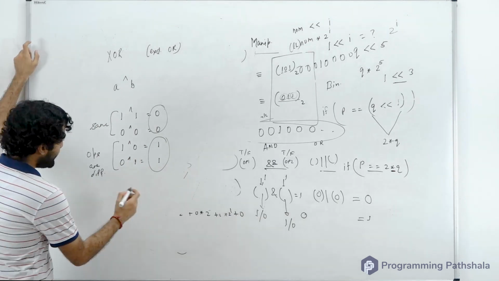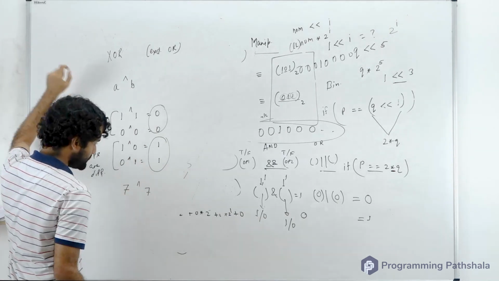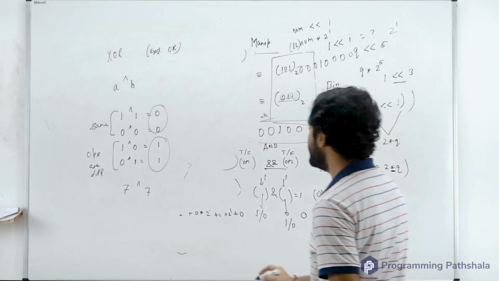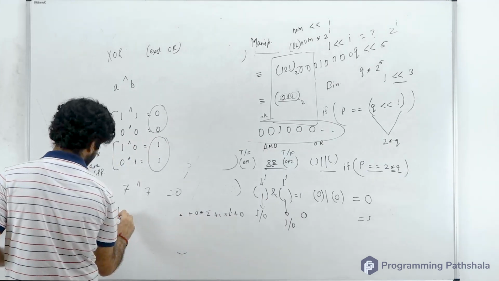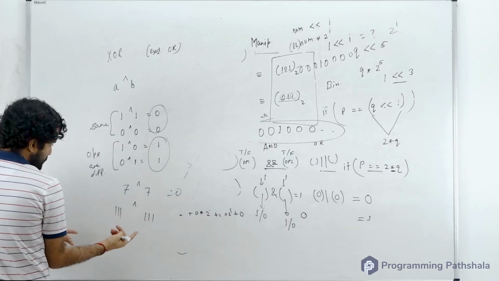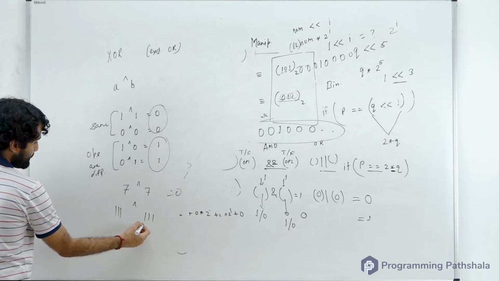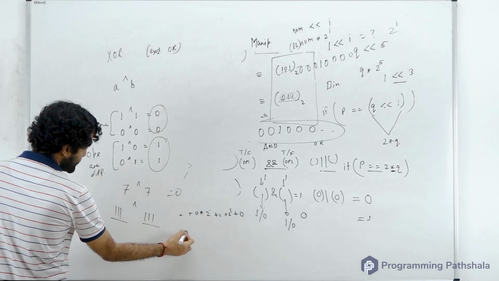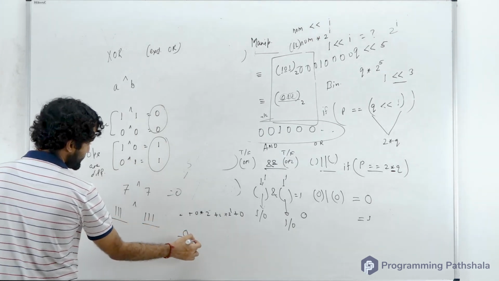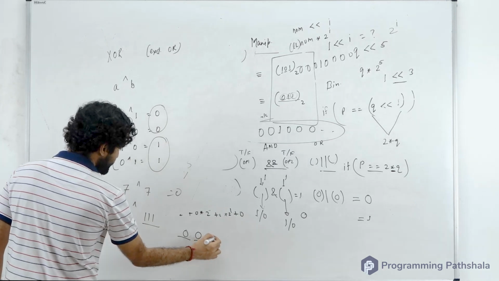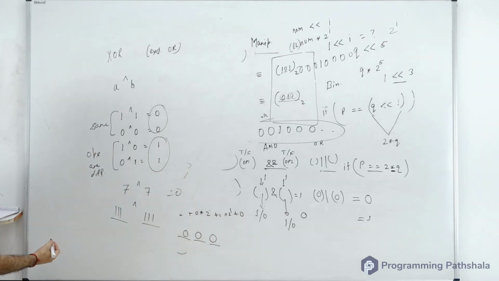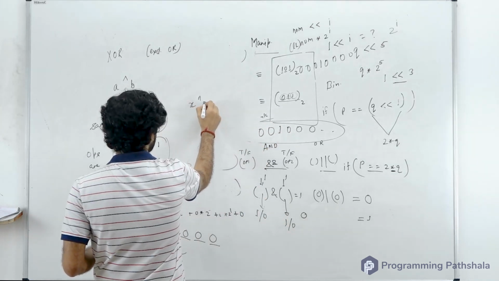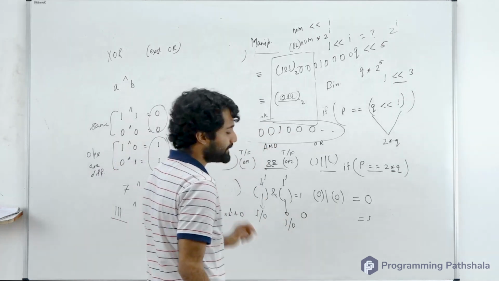For now, tell me one thing. If I take XOR of 7 with 7, what will be the result? If you take XOR of a number with itself, the result will definitely be 0. Why? Because 7 is 1, 1, 1, and the other 7 is also 1, 1, 1. If both numbers are the same, this bit pattern will be a carbon copy of the other. So this bit will be the same as this, giving 0 in the result. Similarly here, 0, and here, 0. So that is the rule: if you take the bitwise XOR of a number with itself, the result is 0.